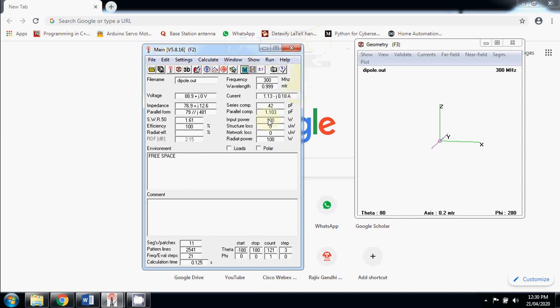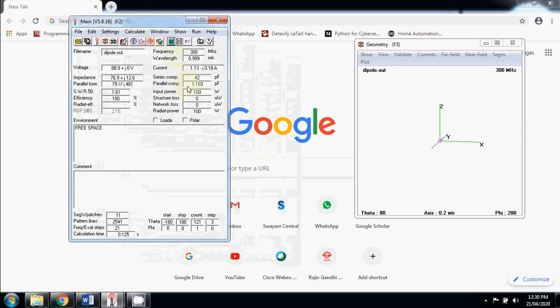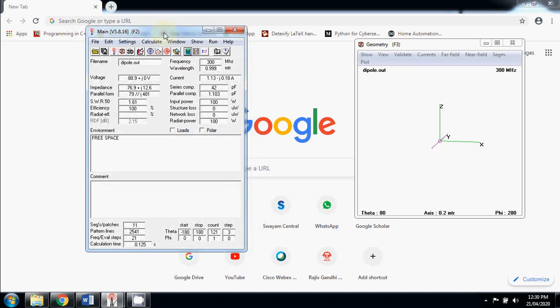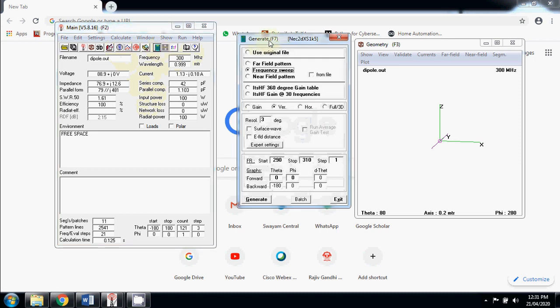After looking at the radiation pattern, now there is one more important result that we need to look at. Whenever we design an antenna, we are mostly interested in whether it is radiating at the designed frequency or not. Because we have designed our antenna at 300 megahertz, we need to make sure that it is really resonating at that frequency. So the way to do it is let's run the simulation again.